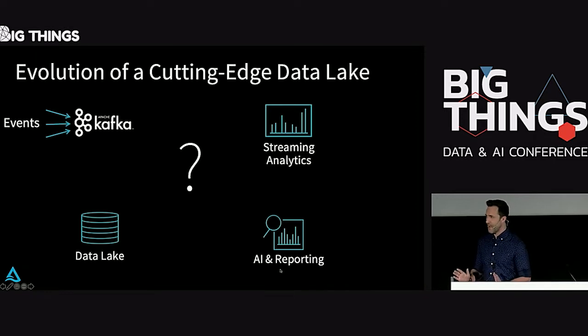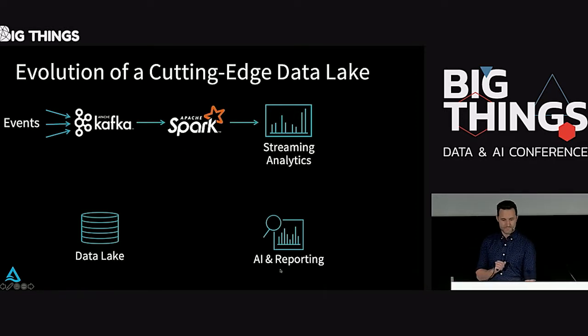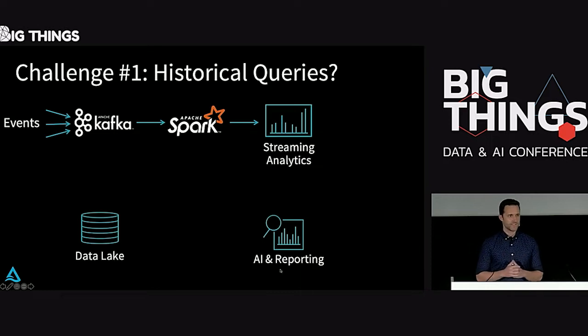I'm a little biased, but if I was given this problem, I would start by using Apache Spark. We have great APIs that connect to Kafka. We support event time aggregation. You can write your code in Scala, Java, Python, or even just pure SQL. And you can do streaming analytics from that. Great, right? We're done. Unfortunately, this brings us to challenge number one, which is historical queries.